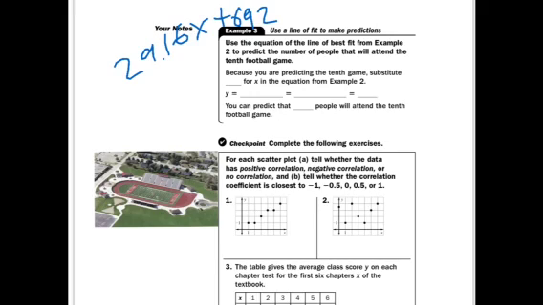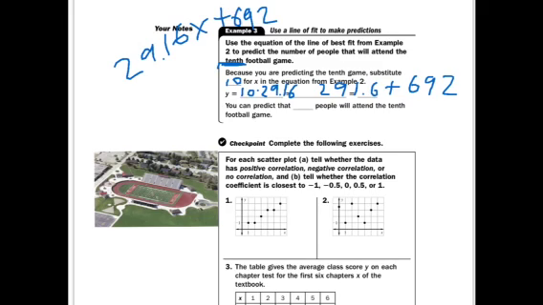Use the equation of the line of best fit, and this is what they do, to predict what's going to happen in the next game. For example, to predict how many people will attend the 10th football game, 10 games. So we're going to substitute 10 for x. We're going to put 10 times 29.16, which is 291.6. 291.6 plus 692 is going to get me how many I predict.